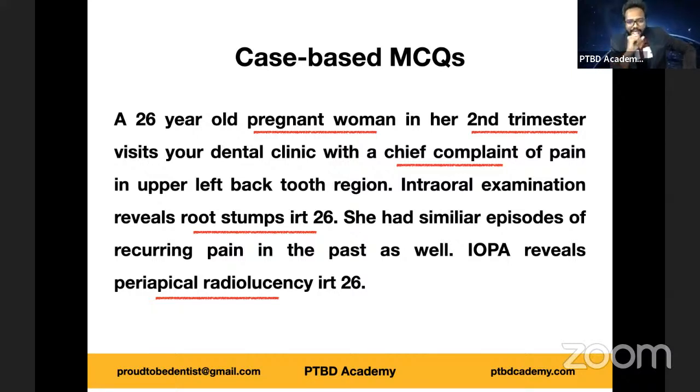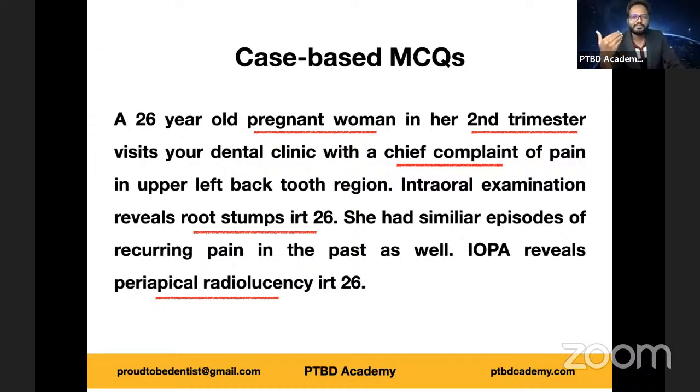So these are the hints or keywords you have. We're talking about a pregnant woman who is in her second trimester with a chief complaint of pain in upper left back tooth region. So intraoral examination revealing root stumps is another keyword you have. So she had similar episodes. So past dental history is positive in terms of pain in that particular region. IOPA reveals periapical radiolucency in relation to tooth 6.